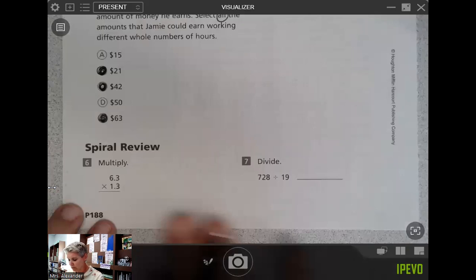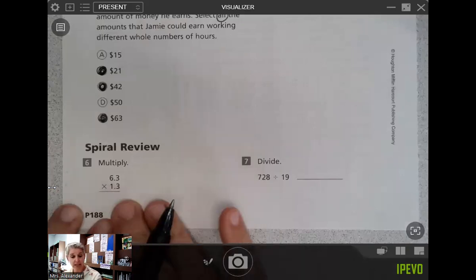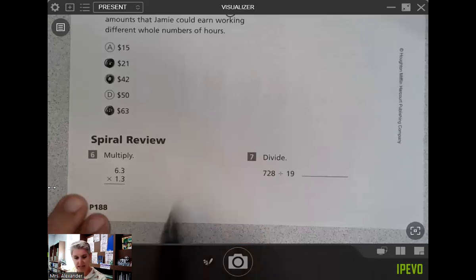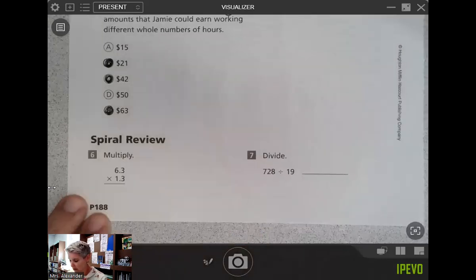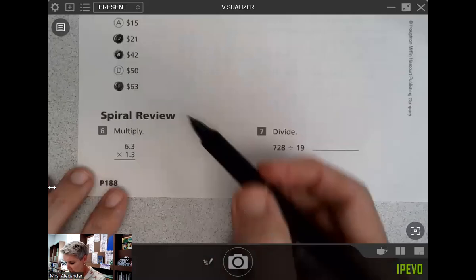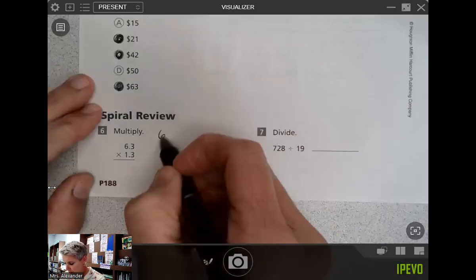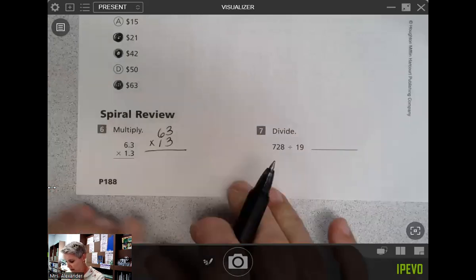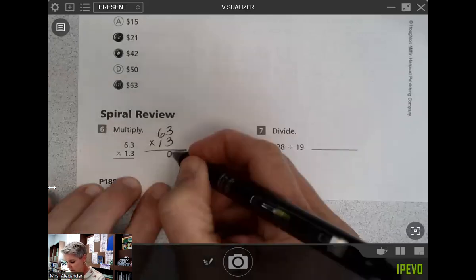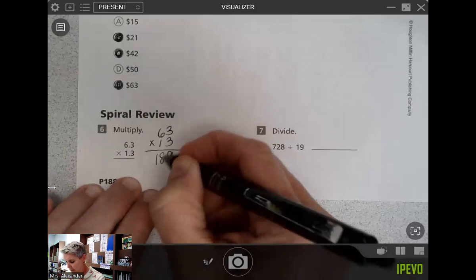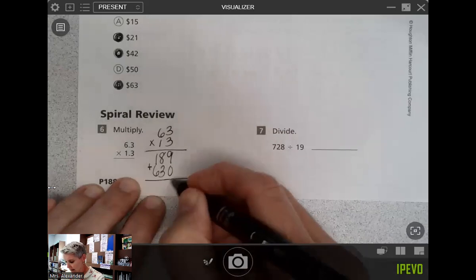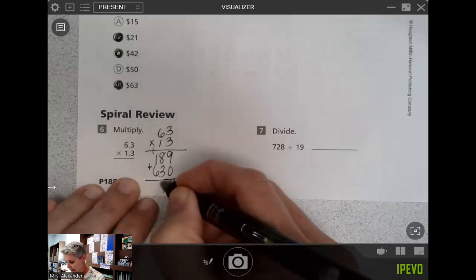We've not gotten to multiplying decimals. We are going to work on that a bit. So here's a little sneak peek instead of a spiral review. I want you to think of this just as 63 times 13, just a regular multiplication. You're going to do the work the regular way, 0 placeholder, 3, 6. We're going to add 9, 11, 8.